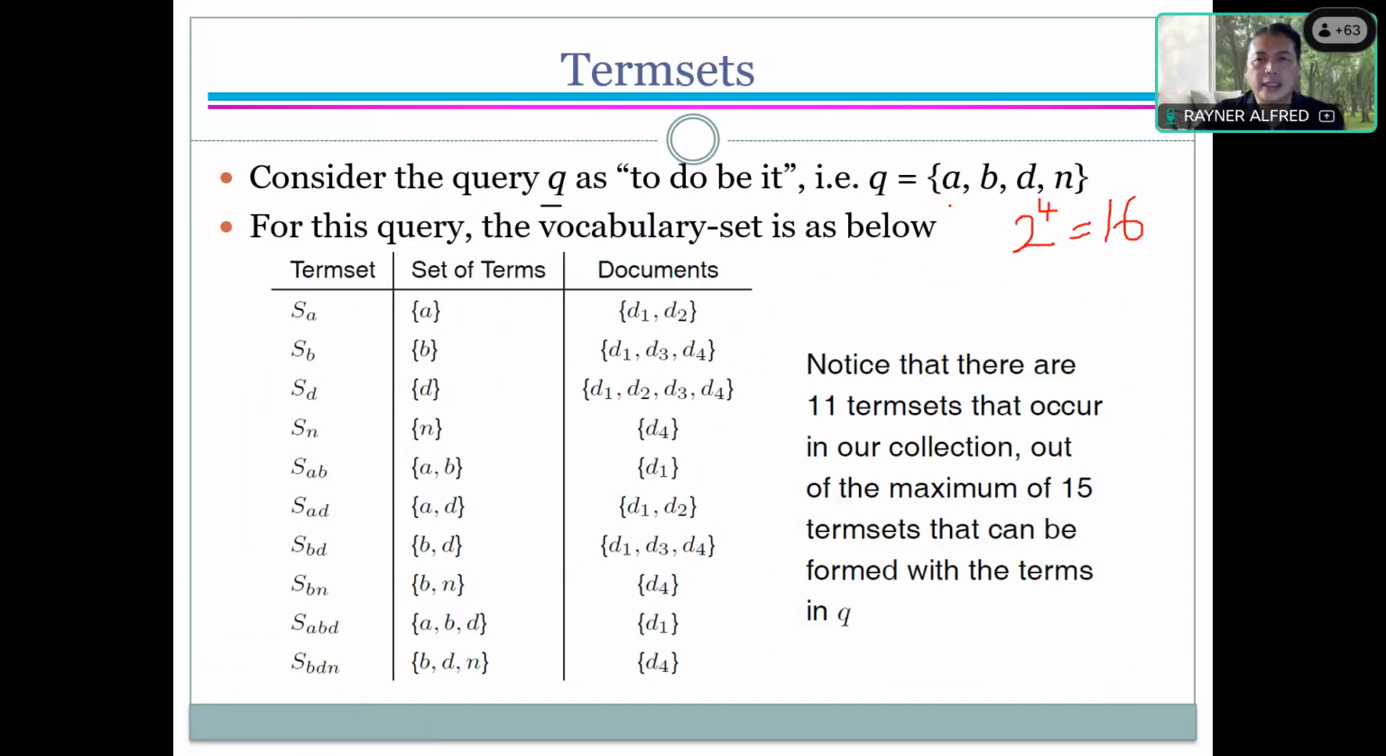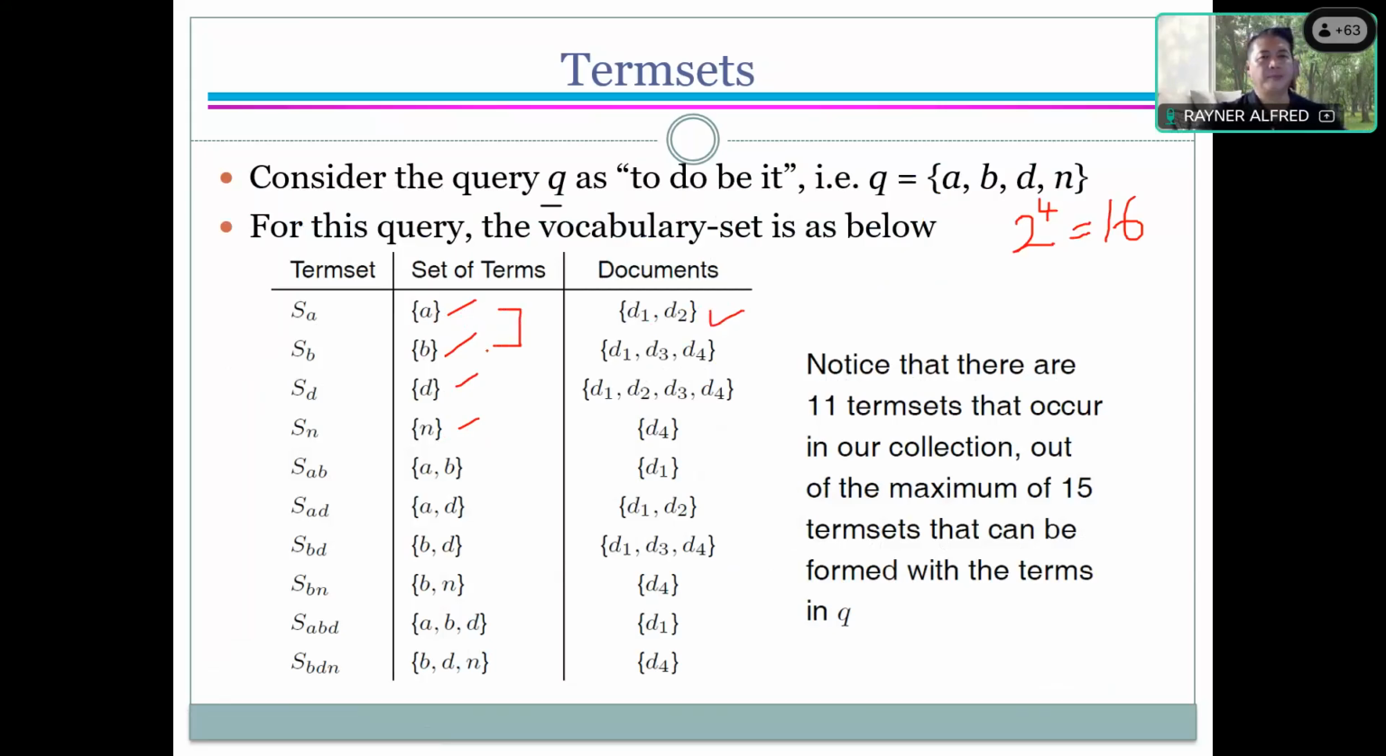Okay. So you generate the last one first. You use single terms. So you use A, B, D, N, and this will tell you the documents containing A, B, D, and N, right? Okay, now we look at two terms.